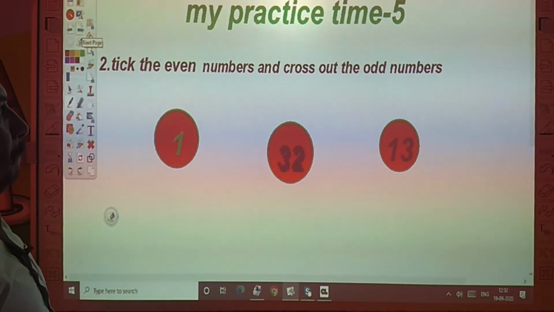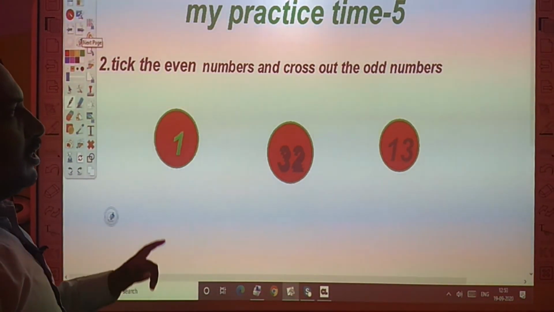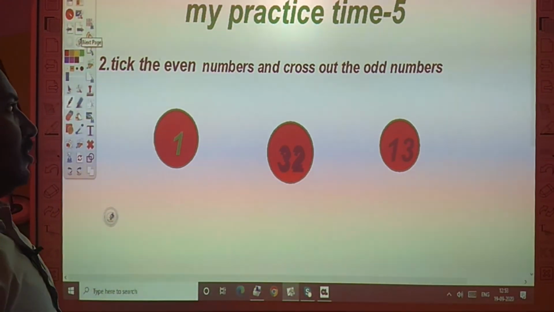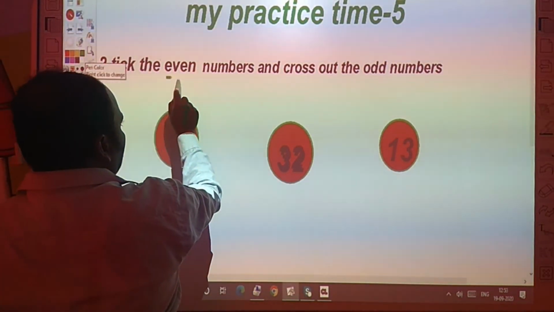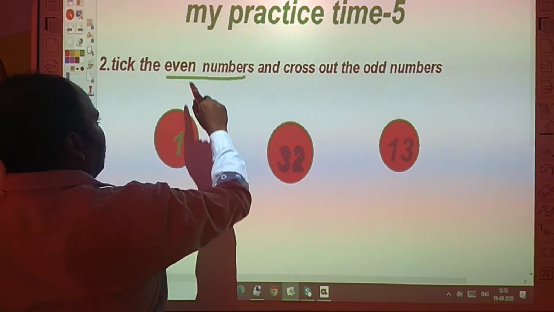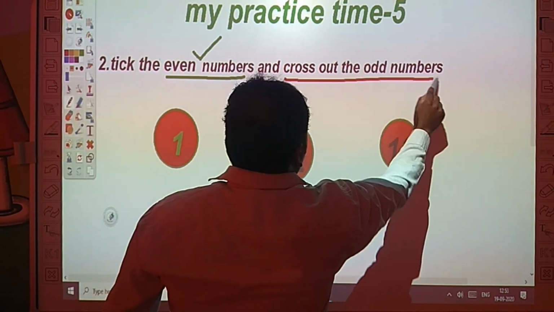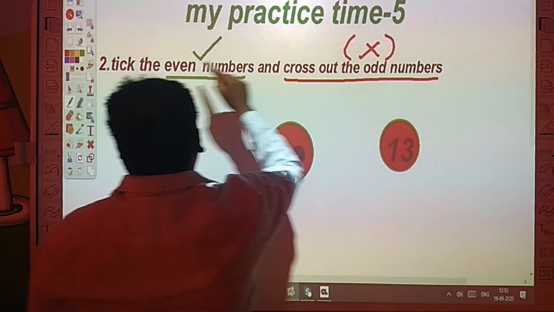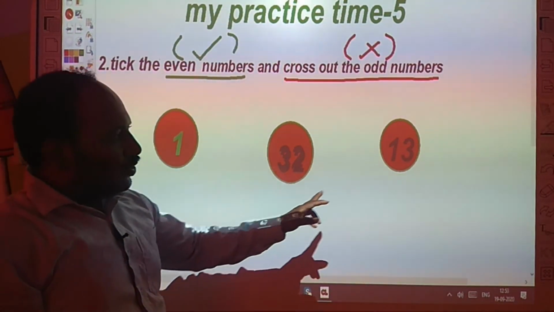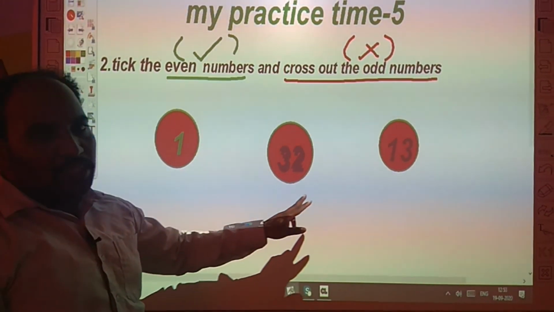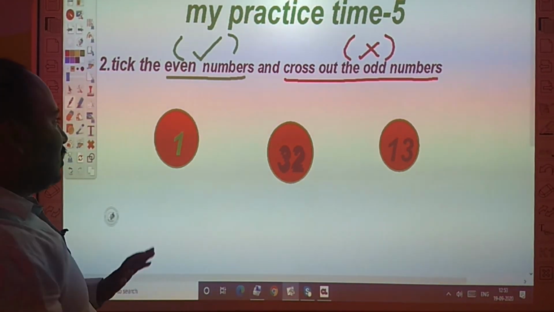My practice time 5. Tick the even numbers and cross out the odd numbers. Even numbers mean you tick, and odd numbers mean you cross out. Listen here: 1, 32, 13. First we want to find even and odd. What are even numbers?